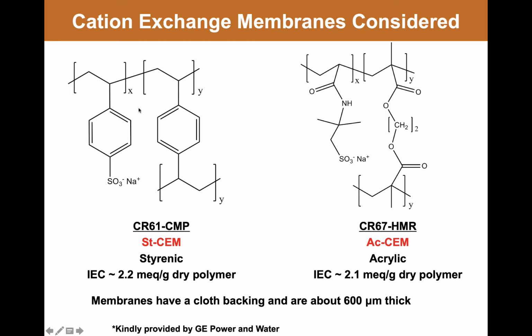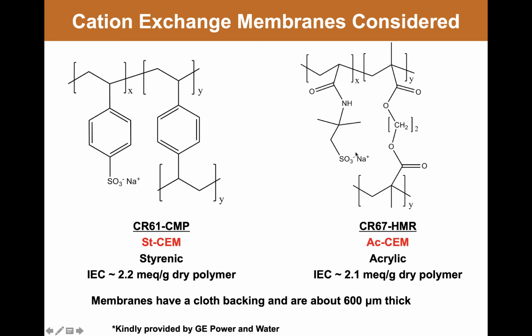These materials are formed into flat sheet membranes. CR61 is the trade name given to them, and I'm going to refer to it as a styrenic CEM, or STCEM. Styrenic denotes the aromatic backbone, and CEM denotes that it has this negatively charged sulfonate group. Its cousin here has an acrylic backbone, and so I'm going to denote it by AC-CEM.